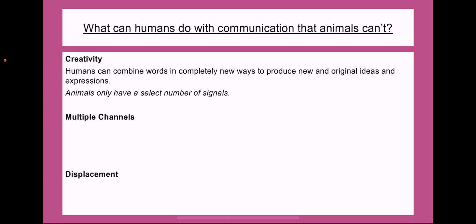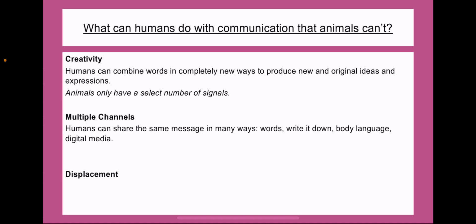Second one, multiple channels. Humans can take the same message and share it in many different ways. I could talk to you in words about a message. I could write it down. I could give you a body language signal to let you know how I'm feeling. I could send it through some technology, digital media. I've got lots of different ways that I could share the same message with you. So I can share the same message to you in multiple different channels. Animals obviously only have the vocalizations or the body movements. So there's much more variety to our language and our communication than animals.